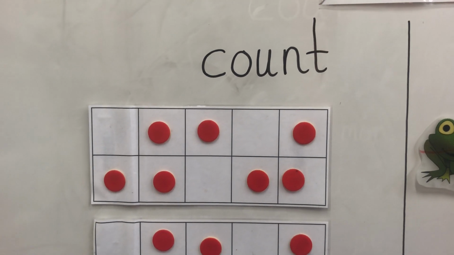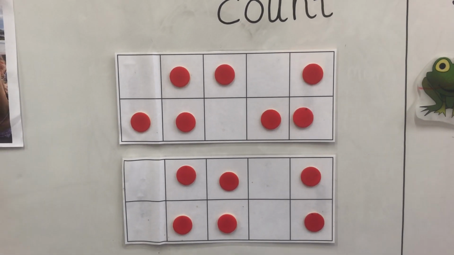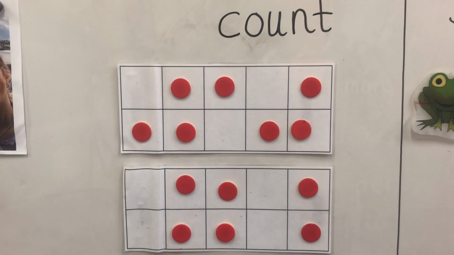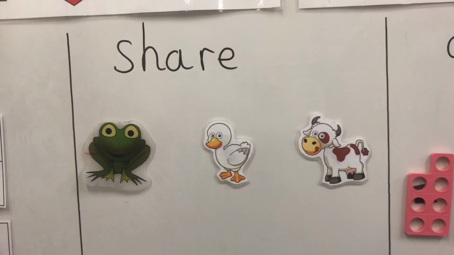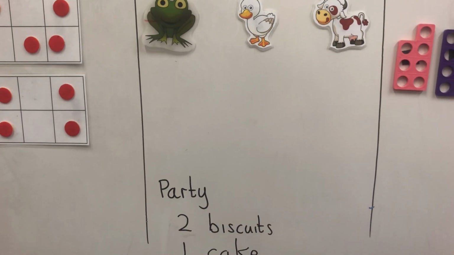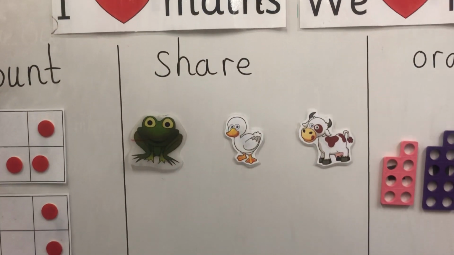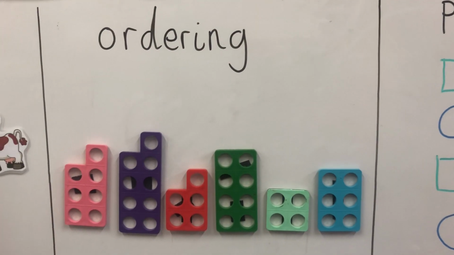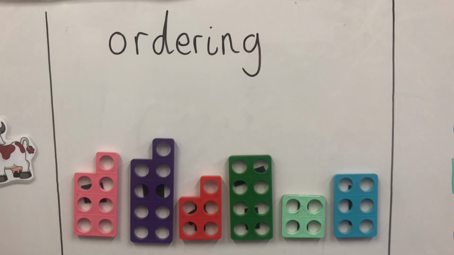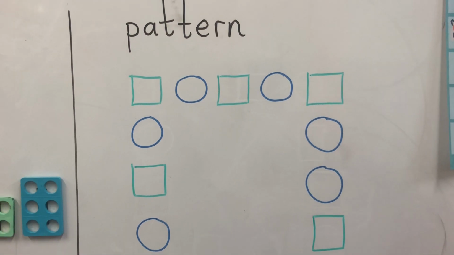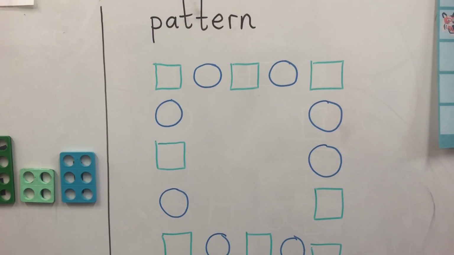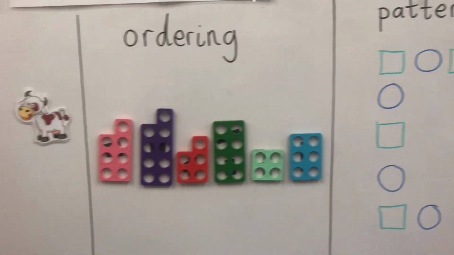Today we're going to do some counting of these 10 frames. That's a bit of a mess. Someone hasn't filled them properly. Do some sharing, slightly different than normal. Bit of a party going on. And an ordering of these numbers that don't start at 1. And to sort out this pattern that someone's made, but there's a problem with it. So we're fixing some problems today.